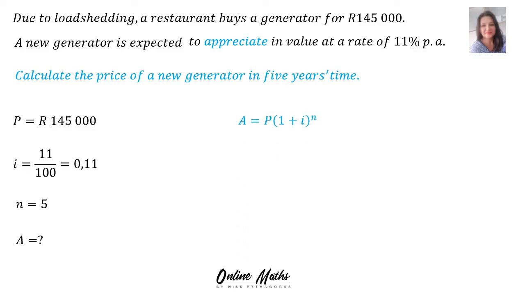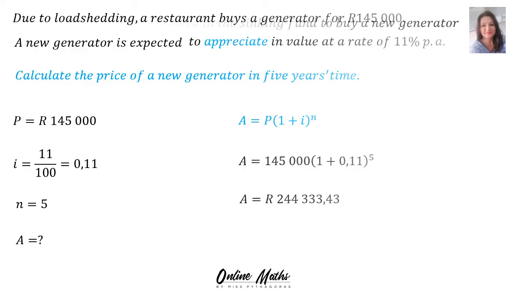The formula that we're going to use is this one. A is equal to P bracket 1 plus I to the power of N. And we substitute in P's place, 145,000 bracket 1 plus I, where I is 0,11, raised to the power of 5. And when you slot that into your calculator, you will see that the price of a new generator in 5 years' time will be 244,333 Rand and 43 cents.